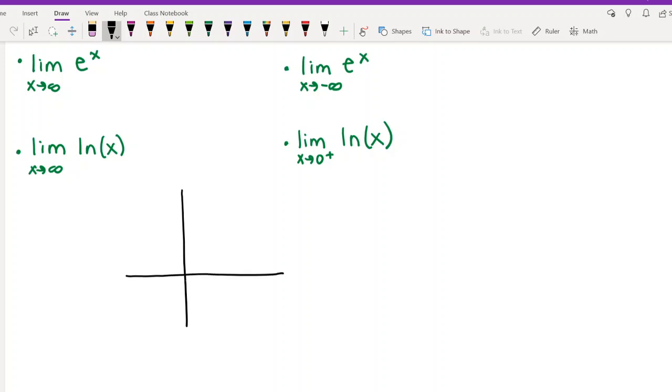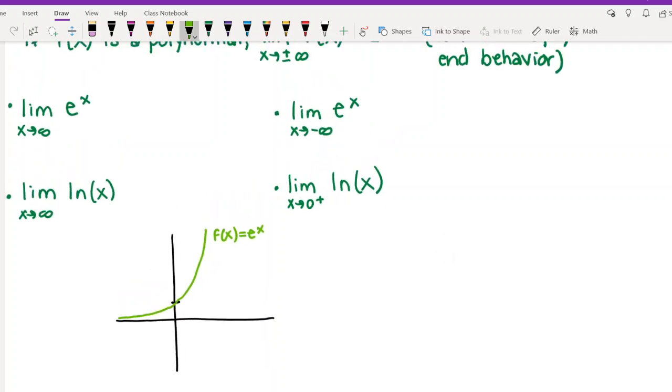So what does the graph of e to the x look like? Well, that one has a y-intercept of 1, right? And then it goes up. From left to right, it gets closer and closer to 0 on the left, and then it shoots up like this on the right. So this would be the graph of f of x equals e to the x. It has a horizontal asymptote at 0 to the left, and then to the right, it goes upward.